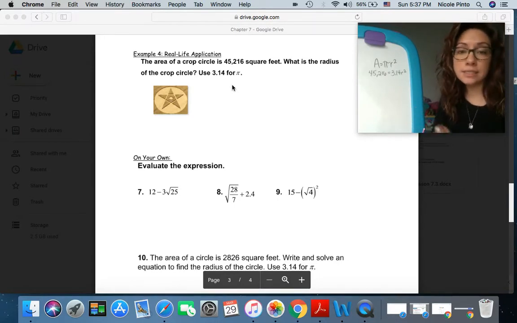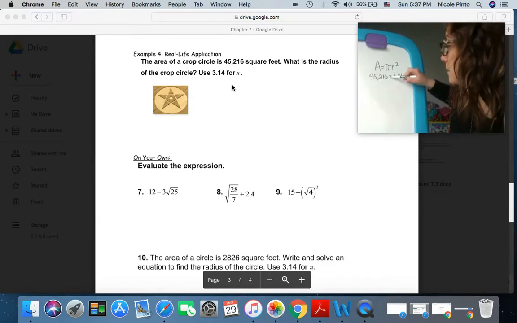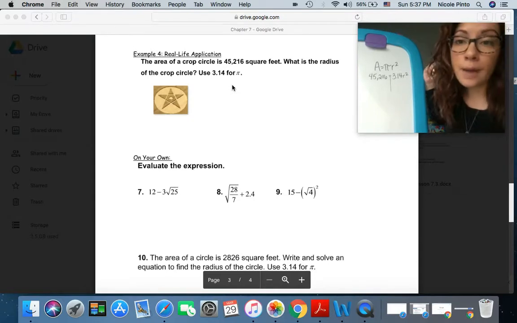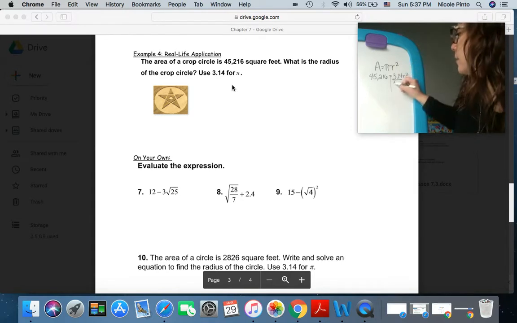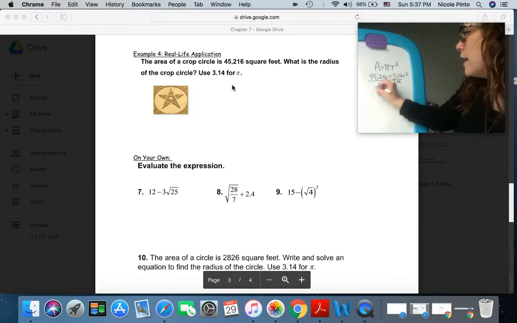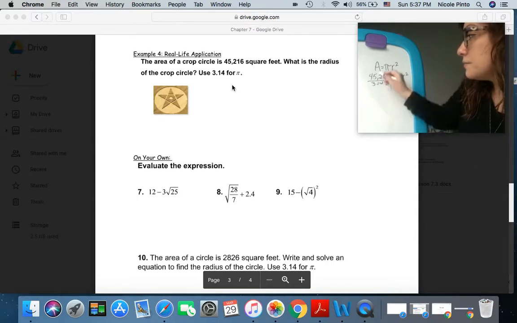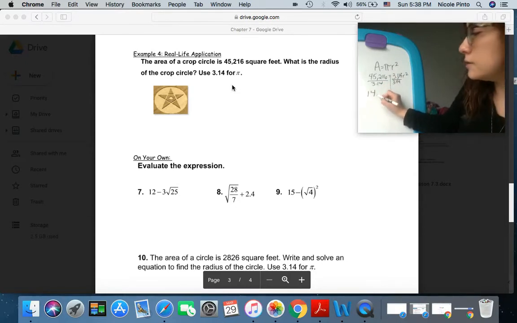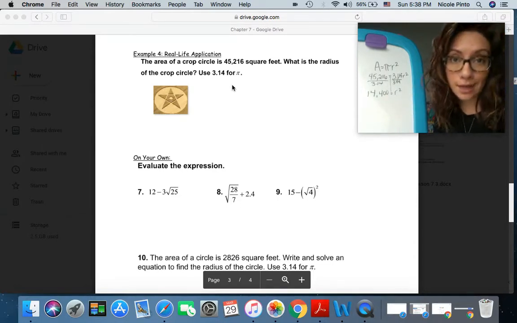Okay, now I just need to solve it. So if I'm going to solve this problem, my first thing is I'm going to divide up my two sides. This is multiplication. The opposite of multiplication is division. So I'm going to divide by 3.14, divide by 3.14. That cancels. Over here, this gives me 14,400. Now, yes, you can use a calculator.